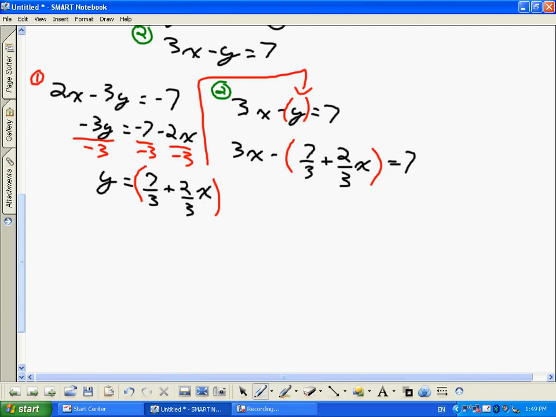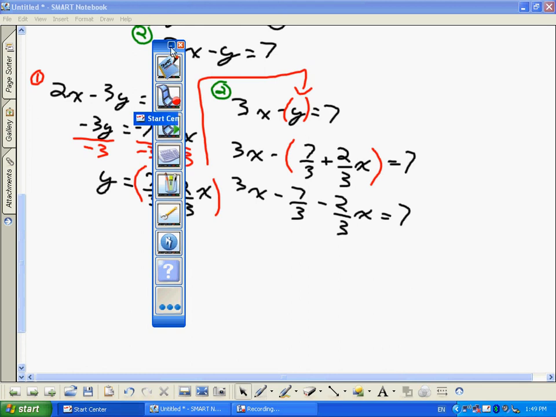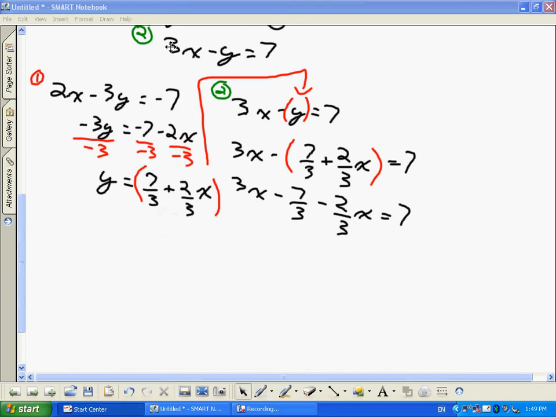Once I have that, I need to get rid of these brackets. There's a negative sign in front of the brackets, so I apply the negative to both numbers inside. 3x minus 7 over 3 minus 2 over 3x equals 7. Okay? So we're working with fractions now. We've got to get good with our fraction rules. I'm going to combine my like terms. I have 3x and I have negative 2 over 3x.